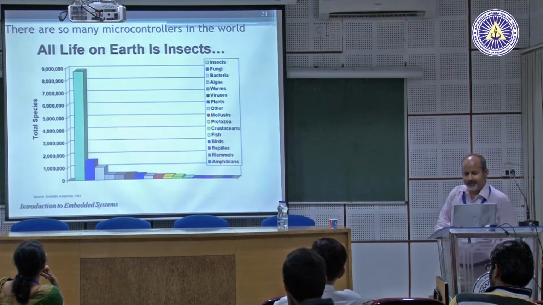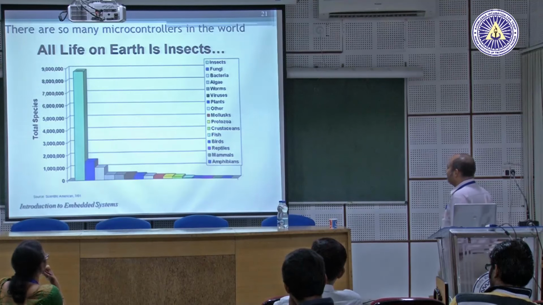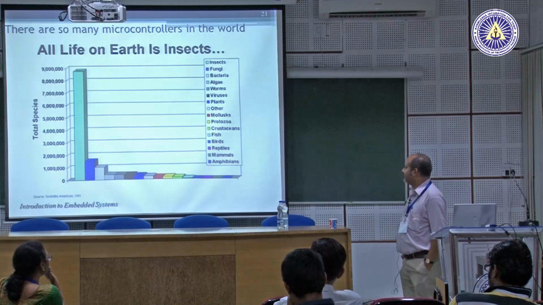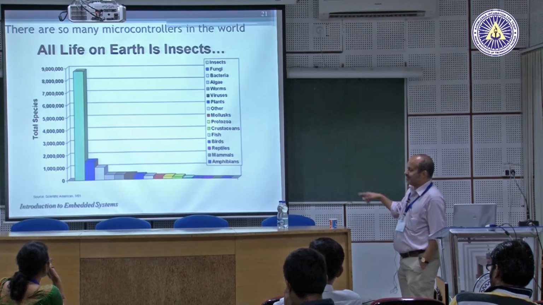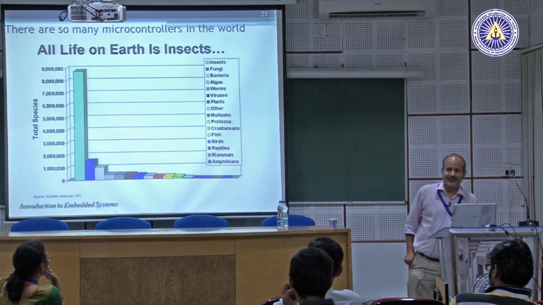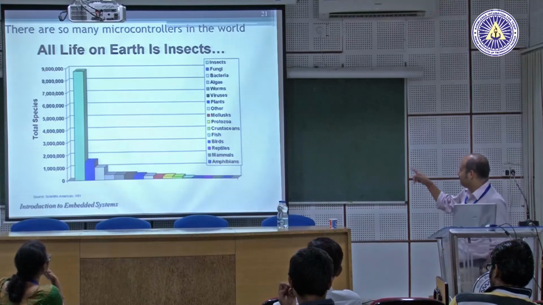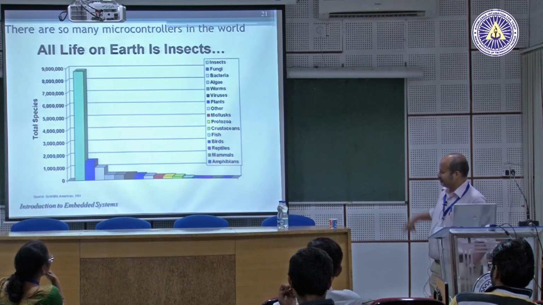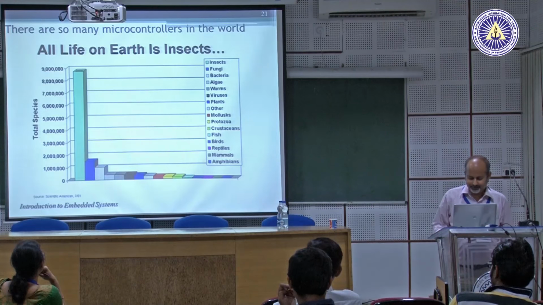Now why are there so many microcontrollers in the world? I got this from a colleague: there are more insects than any other species in the world, right? So the green is the insects, and the rest is exponentially different. So it's very similar.